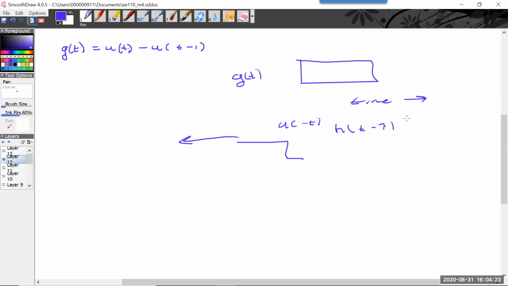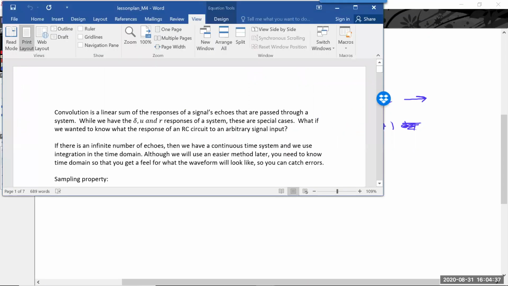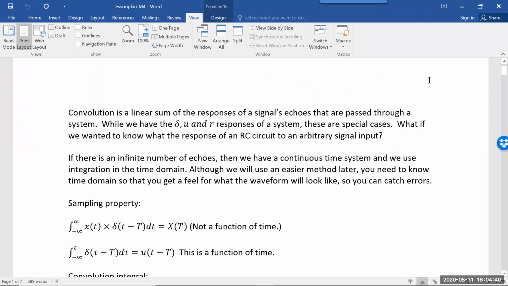Now, what's really going on is that you're summing some echoes. These are my notes that sometimes I don't know if people really want to hear, so I don't lead with it, all right? But convolution is a linear sum of the responses of a signal's echoes that are passed through the system.